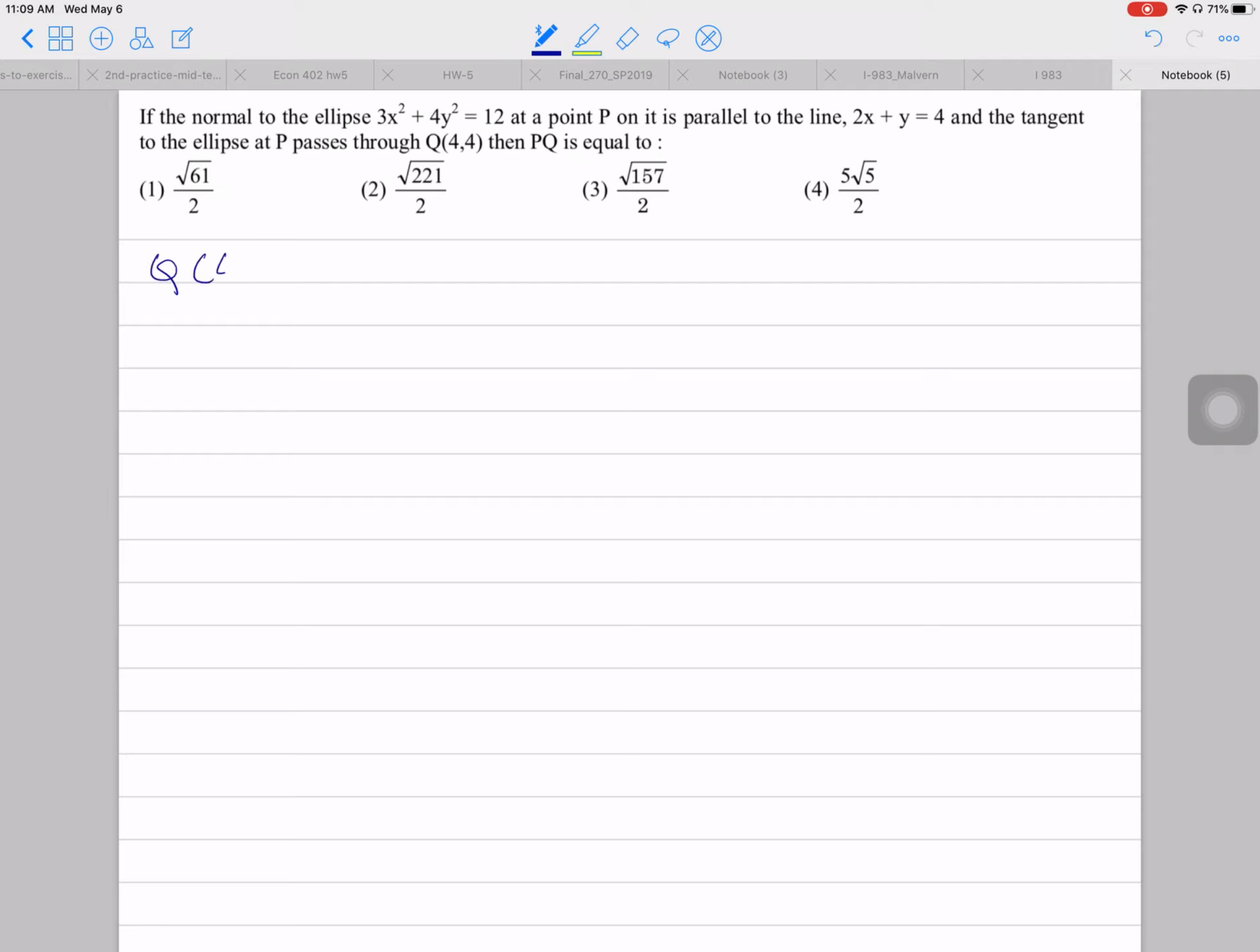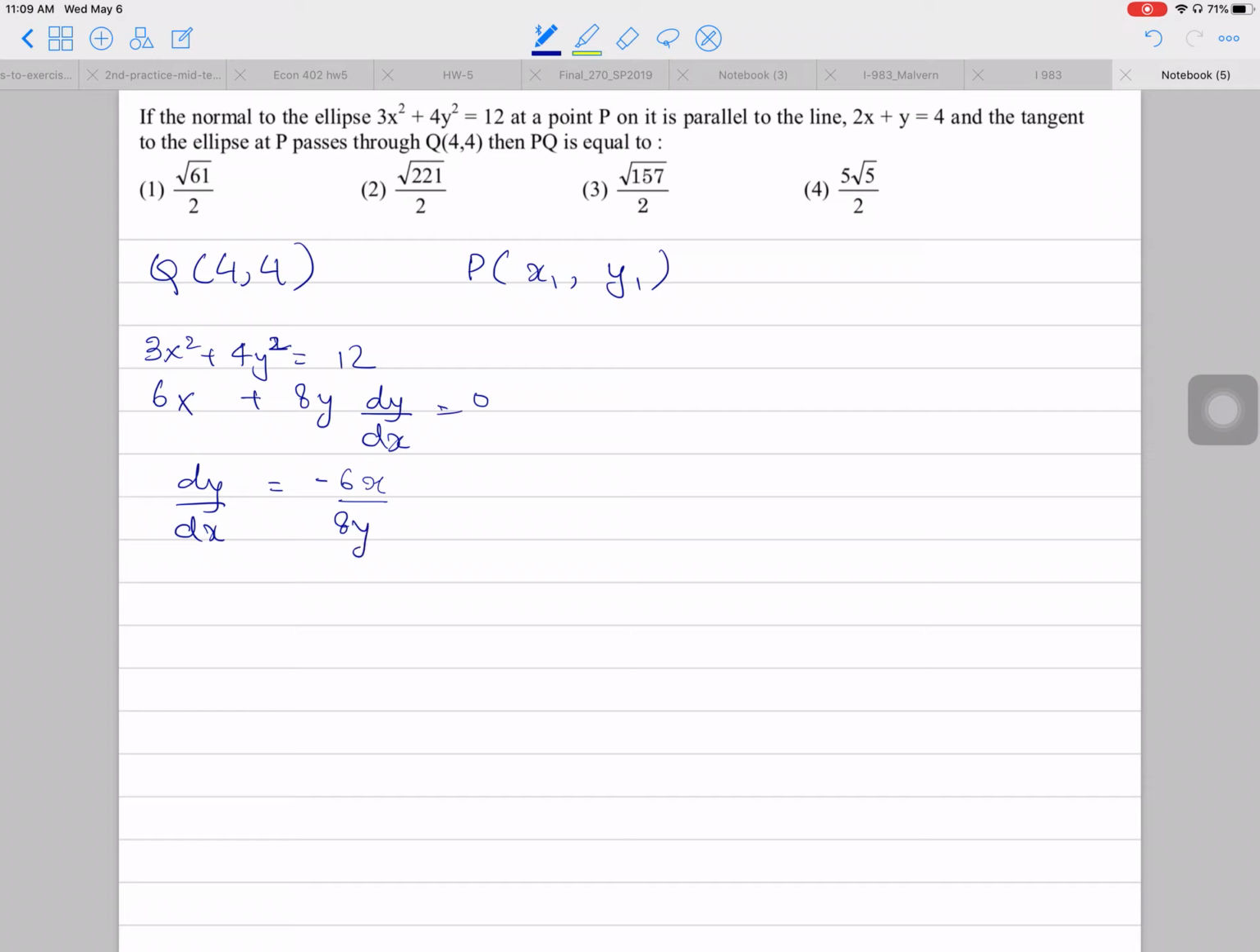So here we are given a point Q that is (4, 4), and let's assume that the point P is (x1, y1). We need to find the distance between the two points. So let's try to find out the point P. We are given the ellipse 3x squared plus 4y squared equals 12. Let's differentiate this. So we get 6x plus 8y dy over dx equals 0. So we know that dy over dx is minus 6x over 8y.